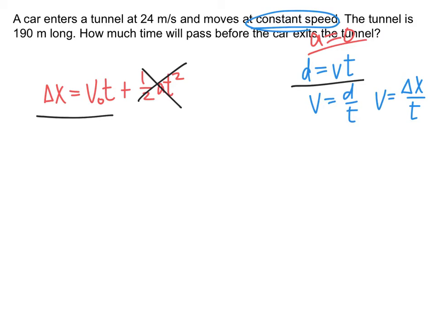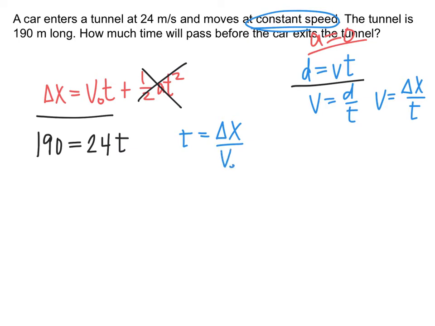Now you are welcome to plug in your values right away here. 190 is equal to 24t. Okay, it's a little harder to put units in when you're plugging in and then doing the algebra. If you think the units idea is really going to be helpful for you, you may want to do your algebra first. Okay, so that would look something like this. We would solve for t by dividing by the velocity.